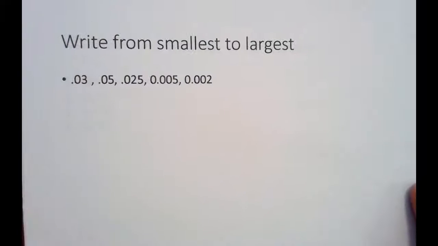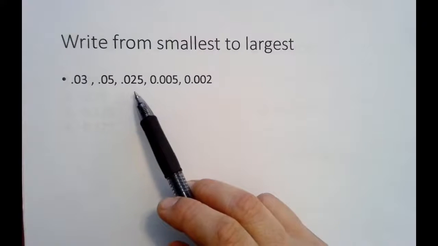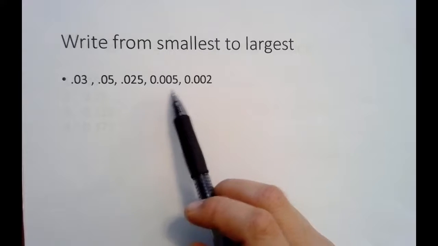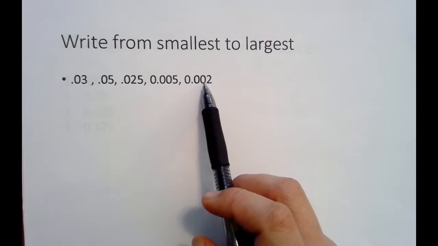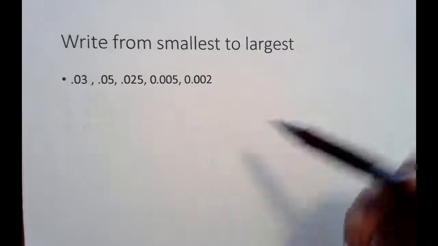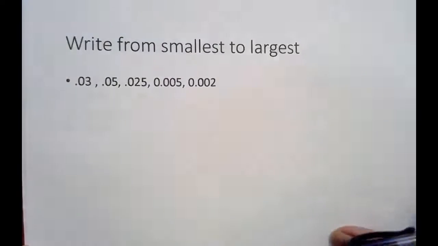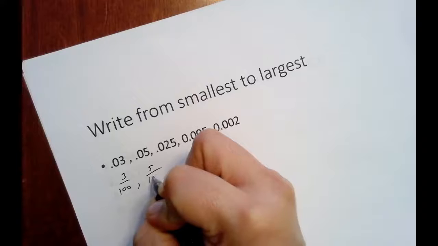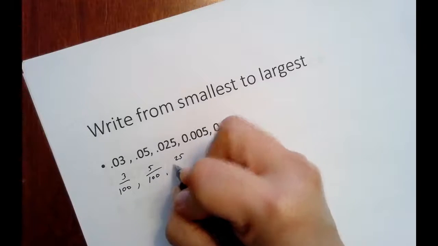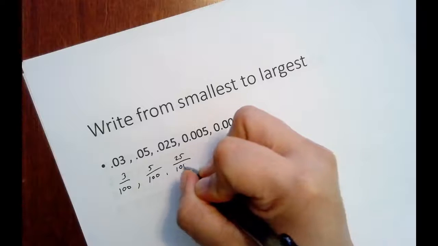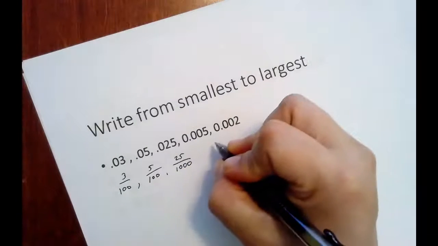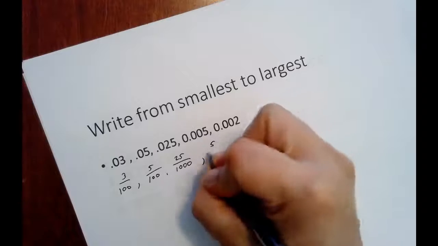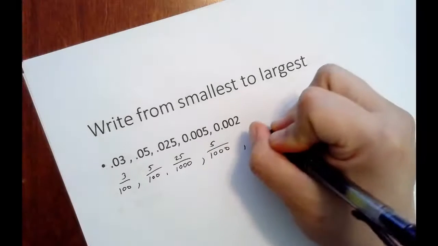Okay, so now let's look at this from smallest to largest. Obviously the farther to the right you are, the smaller the decimal is. Let's write them as fractions so we can see. So this is 3 hundredths, this is 5 hundredths, this is 25 thousandths, and then this is 5 thousandths, and then this is 2 thousandths.